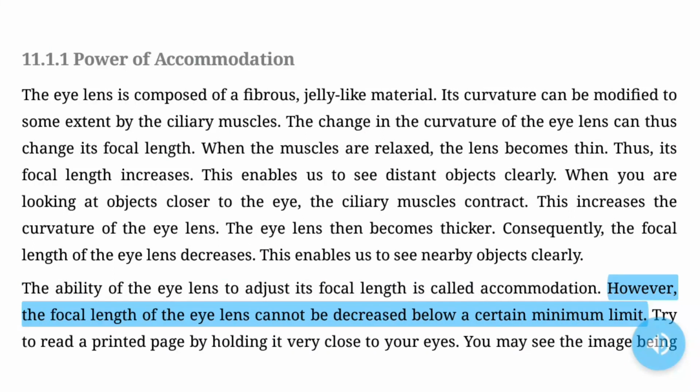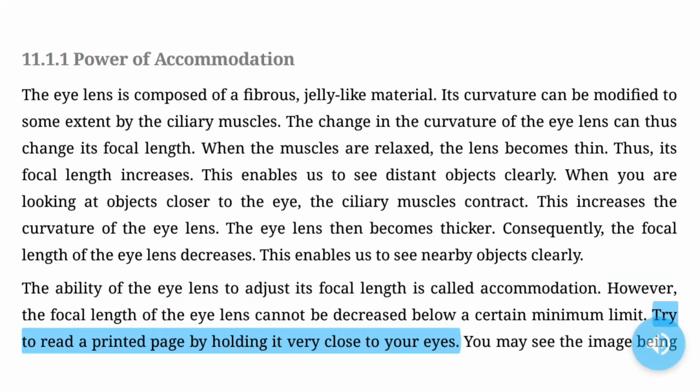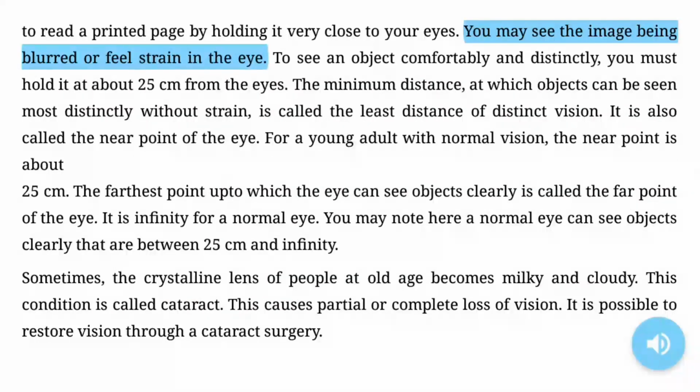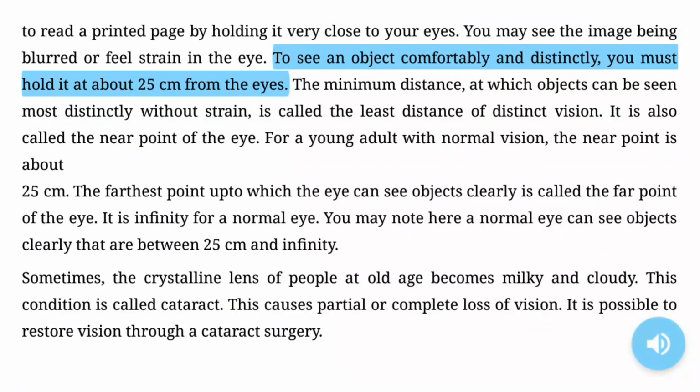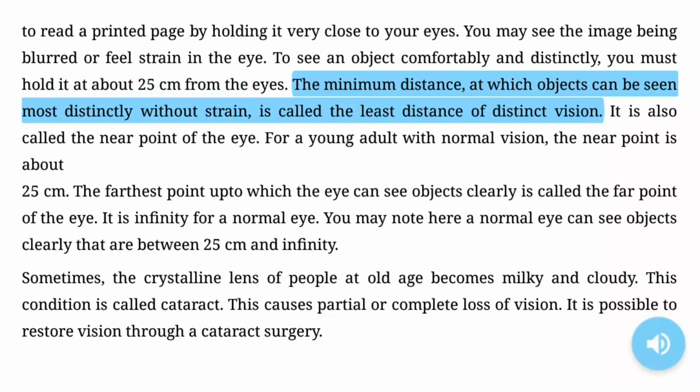However, the focal length of the eye lens cannot be decreased below a certain minimum limit. Try to read a printed page by holding it very close to your eyes. You may see the image being blurred or feel strain in the eye. To see an object comfortably and distinctly, you must hold it at about 25 centimeters from the eyes. The minimum distance at which objects can be seen most distinctly without strain is called the least distance of distinct vision.